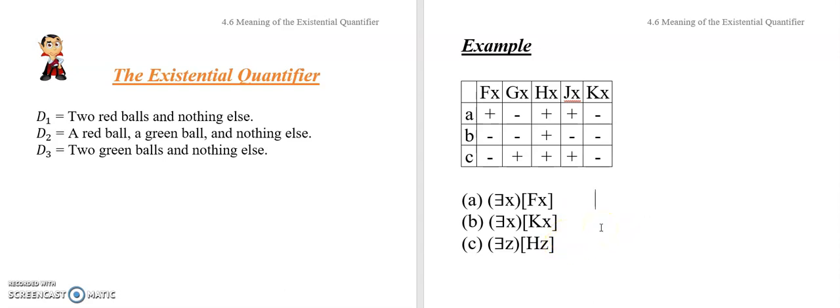Okay, hope you've had a chance to pause and really think this through for yourself. This says that at least one thing in this domain has the property F, and that's true. The object A does. The others don't, but the object A does. This says at least one thing in the domain of discourse has the property K. Is that true or is that false? That's false. This next one says at least one thing in the domain of discourse has the property H, and that actually turns out to be true. All of them do, but that doesn't matter. At least one thing does.